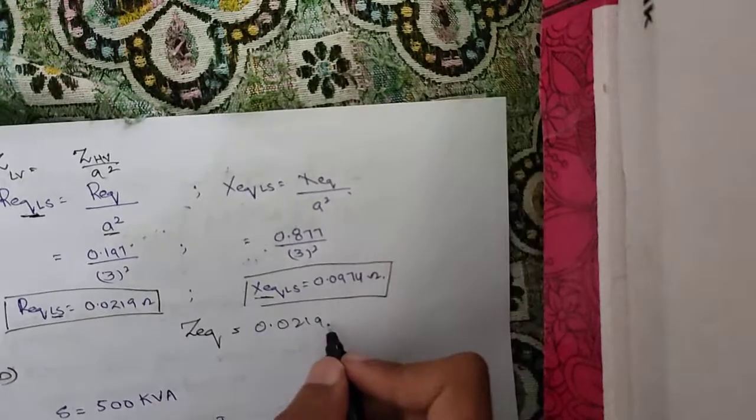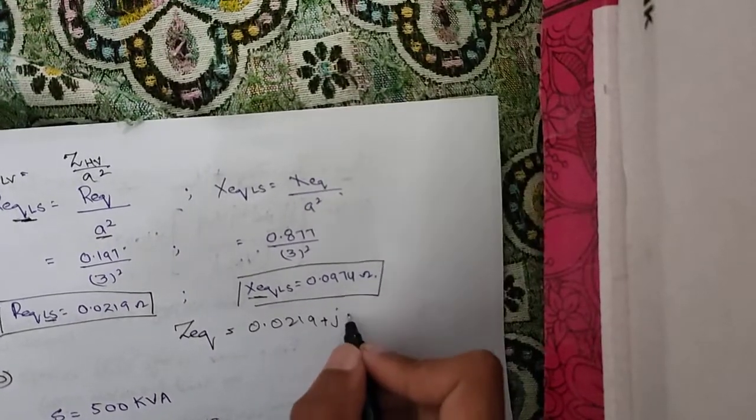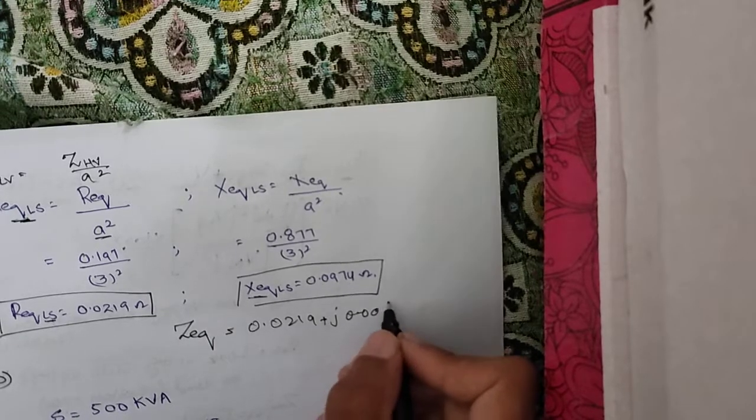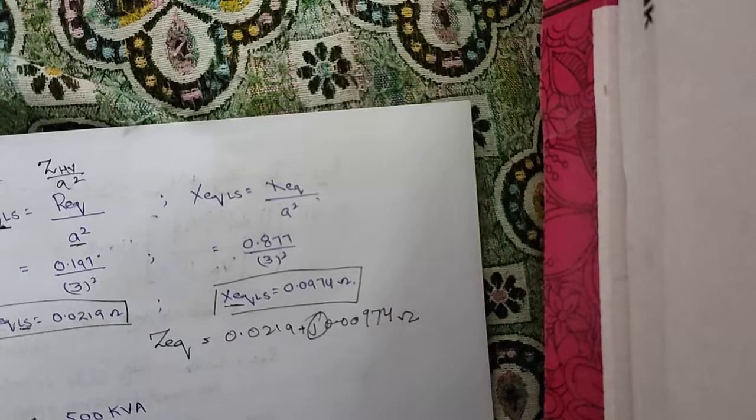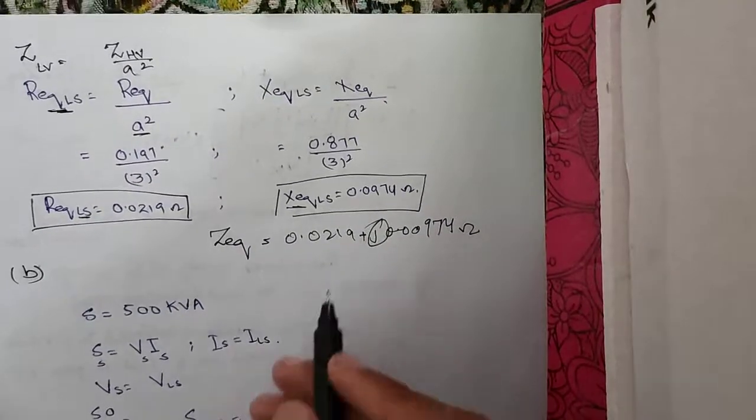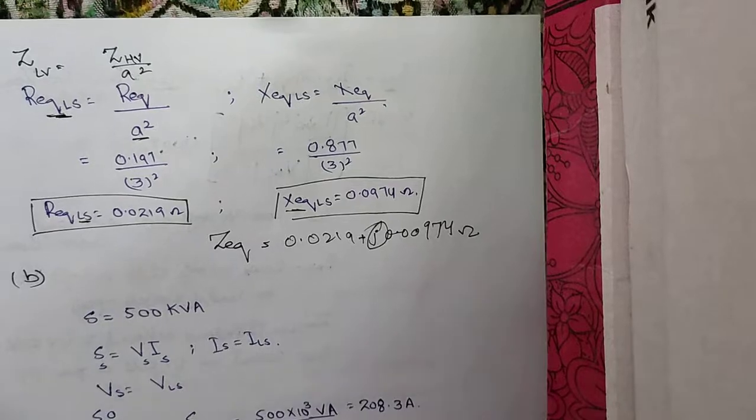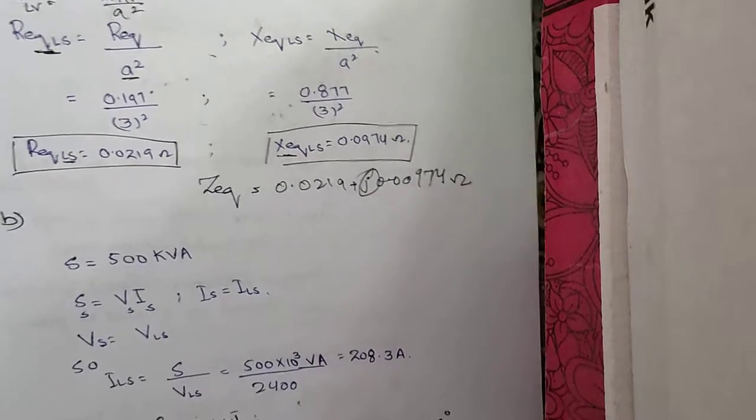0.0219 plus j 0.00974 ohm. J is for reactance. For reactance you can use j or the imaginary component, a complex number.